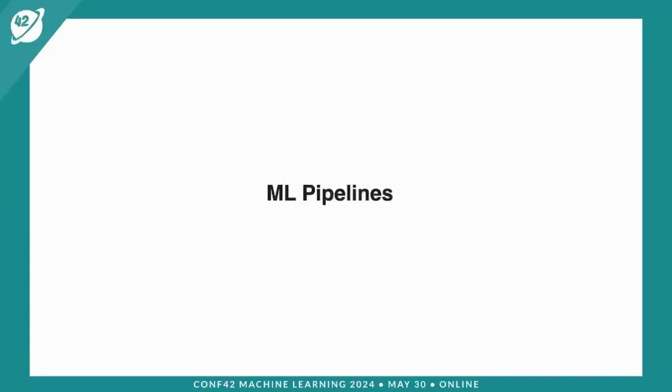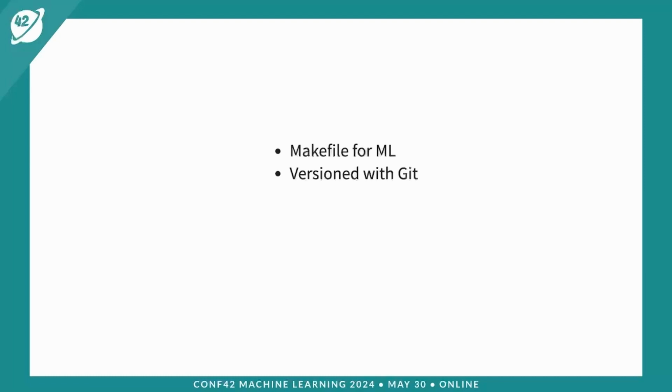So another cool feature about DVC is machine learning pipelines. Pipelines are like makefiles for machine learning. They are versioned with Git, so the whole process to build and train a model is stored and tracked there. And all the results, all the intermediate files, all the models, all the transformed datasets are stored and cached. DVC will keep track of all the changes and will reuse intermediate files as needed.